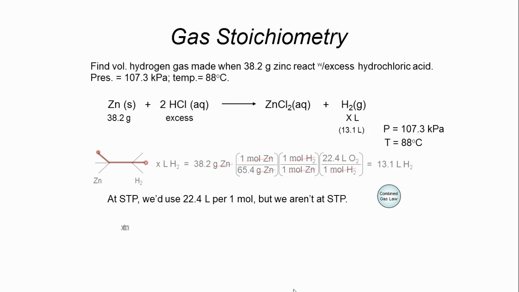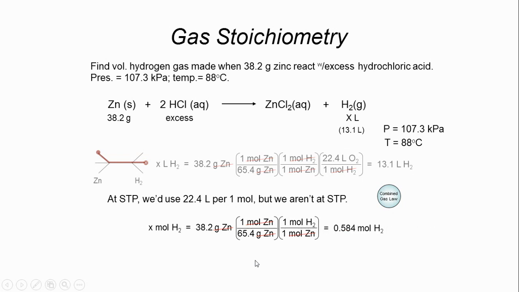But instead, maybe, let's do this. Let's figure this out. Let's say we got how many moles of hydrogen? It's 38.2 grams of zinc. Let's start the same way. 65.4 grams of zinc is 1 mole. I'm just repeating what I've done here. And then finally, 1 mole of zinc is 1 mole of hydrogen. If we stop at this point, we get moles of hydrogen gas. Number of moles of hydrogen are both temperature and pressure independent, meaning once you know the number of moles, the temperature and pressure won't change those.